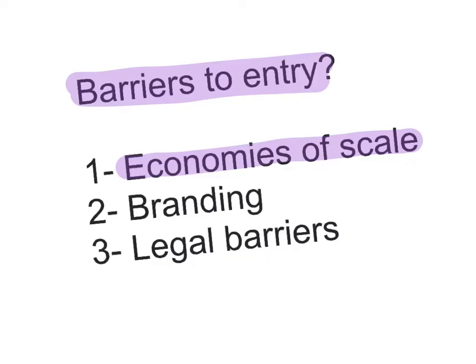It could be branding. The monopolist has a very well-established brand that consumers are very loyal to. Or it could be legal barriers like patents and copyright, all of these legal barriers that prevent competitors from entering the market. So these are examples of what we mean by barriers to entry, which prevent new competitors from entering the market.